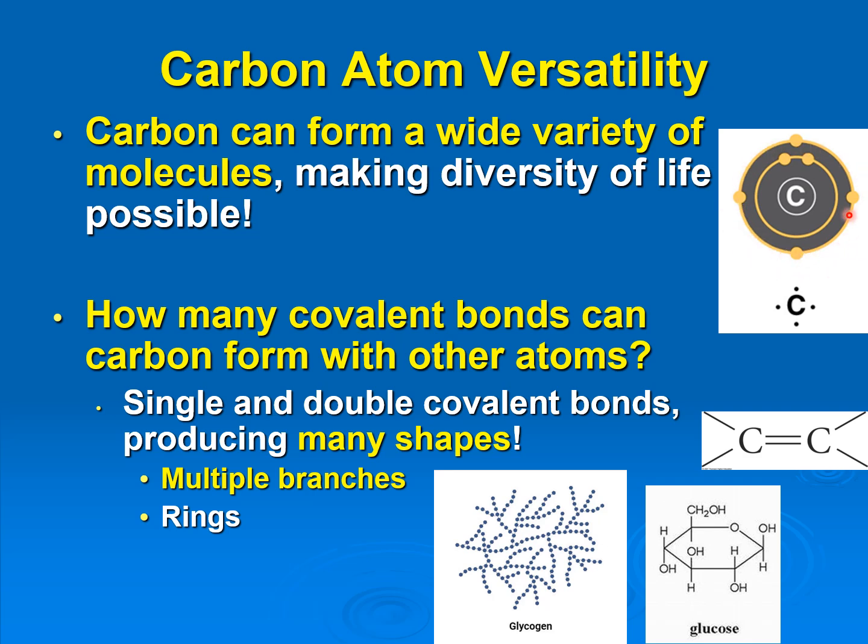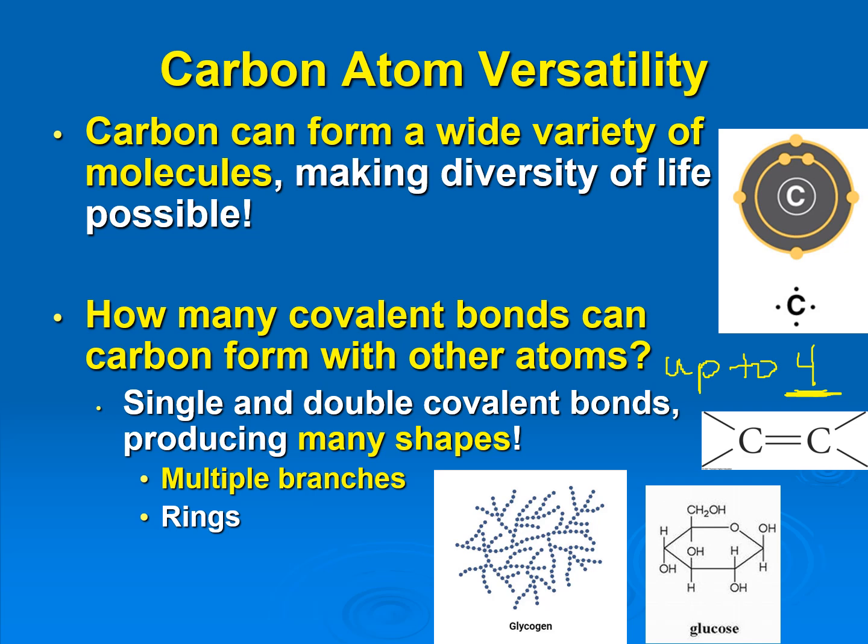And remember that the magic number for this second shell to have a full valence shell would be 8. And carbon only has 4. So carbon would like to find 4 more electrons to share with other atoms to be happy. So, to answer our question here, how many covalent bonds can carbon form with other atoms? It can form up to 4 covalent bonds. Remember, a covalent bond is where it's sharing a pair of electrons with another atom.